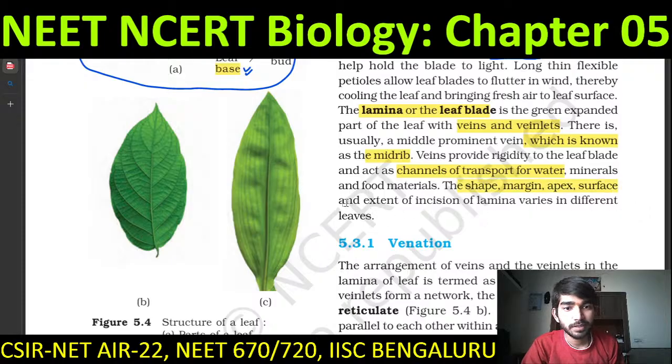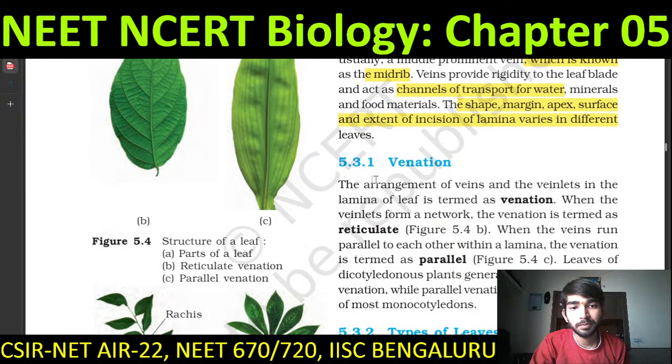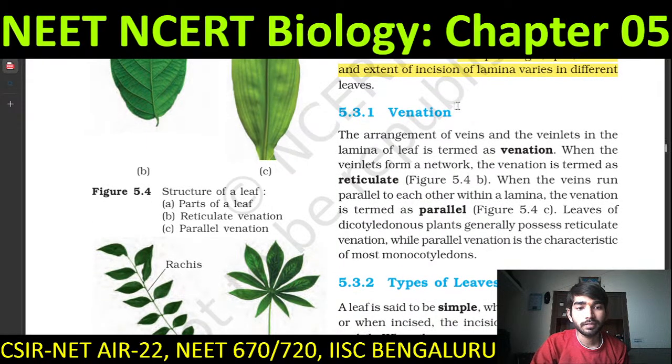So they have just mentioned what the differences in the lamina are, but they have not given an example for this, so it's easier for you to remember. Otherwise, you could have been asked to remember examples for all the different shapes and margins. There can be different kinds of margins, like jagged margins, or pinnately compound and palmately compound leaves. All those are things one can study, but here they are not given, so it's easier for you.